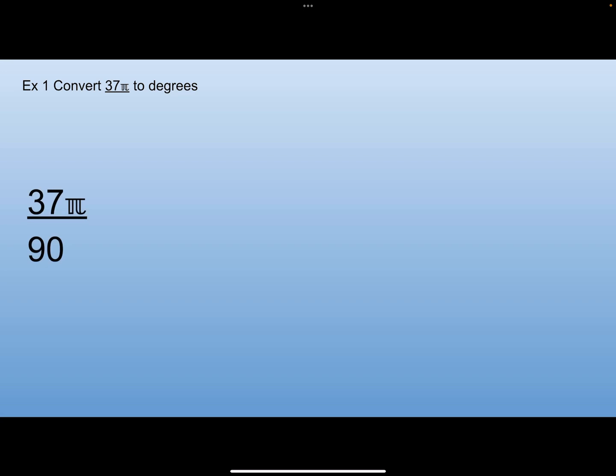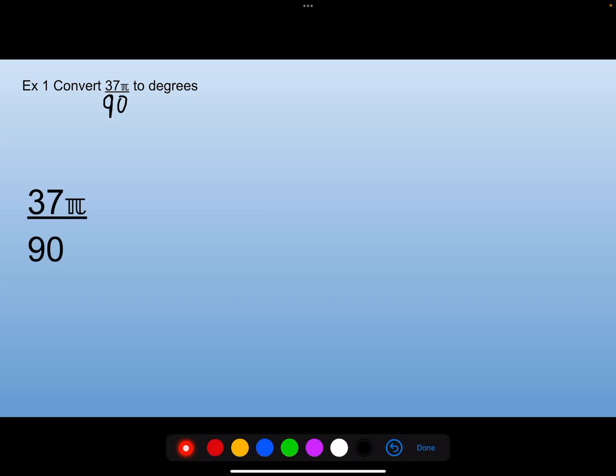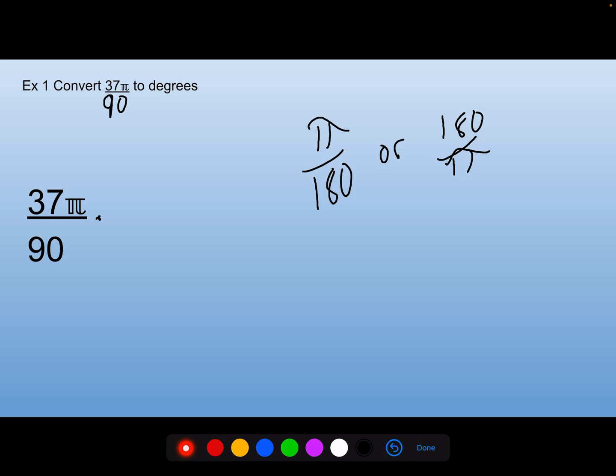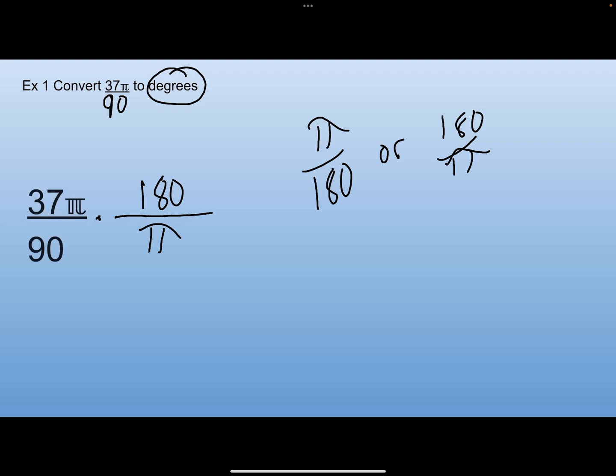So this is missing a 90. I want to convert 37 pi over 90 to degrees. So the one tough problem people have is, do I use pi over 180 or do I use 180 over pi? Those are my two formulas. Now I would say this, since we're trying to go to degrees, remember, we want no pi, so I want to automatically use pi on the bottom, which means I'm going to use this 180 over pi. So that's what I want to make sure we're looking at as we're doing this.